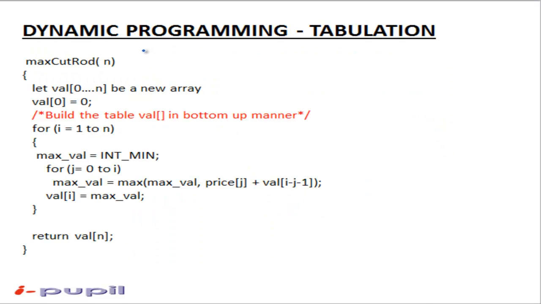In the dynamic programming approach, we use the tabulation technique that is a bottom-up technique for solving the problem. We form the max cut rod function as follows. We build a table val 0 to n that will contain the values which were recomputed in the recursion tree. We initialize val of 0 to be equal to 0. After that, we build the table in bottom-up manner for each of the possible cut lengths. We use the formula we just studied for filling the table. The last calculated value in the array val is the answer to our problem and is therefore returned by our function.